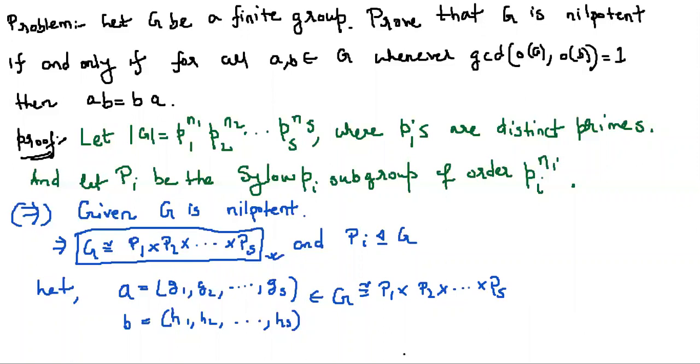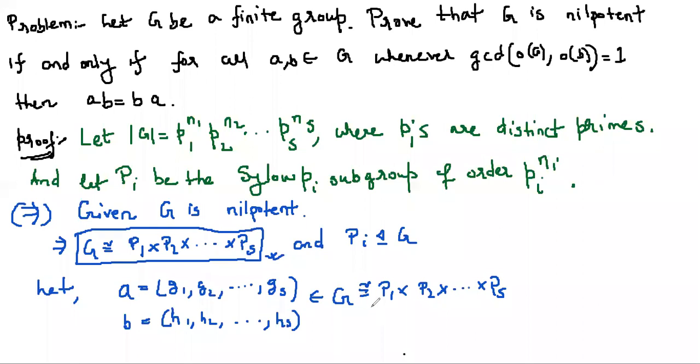Let me go to the next slide. Now, what is the order of A? Does anyone remember? We did this a few weeks back. If A is (G1, G2, up to GS), what is the order of A? Can someone answer? Yes, Vivek, can you repeat it one more time? Isn't it the LCM of the orders of G1 to GS?